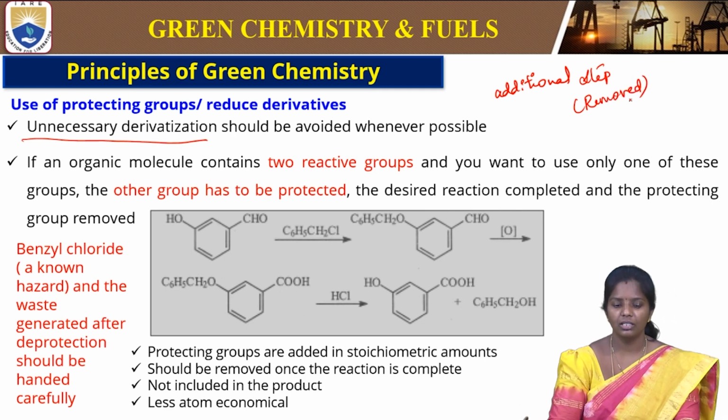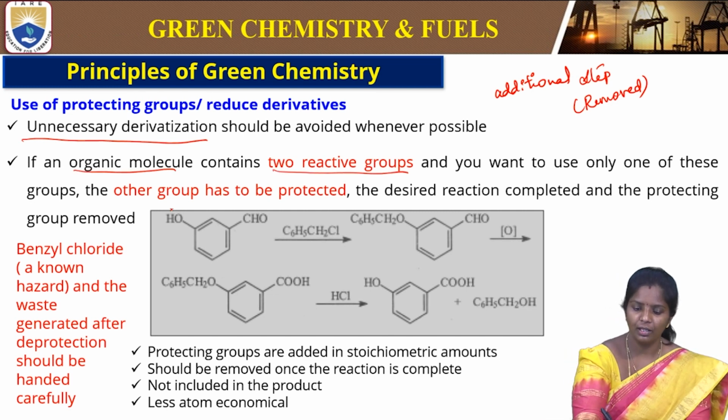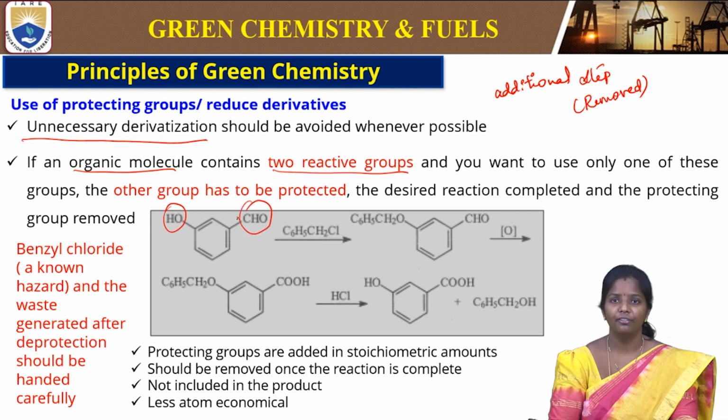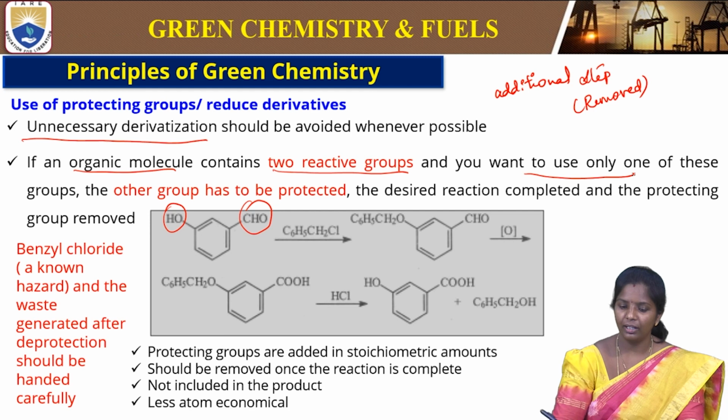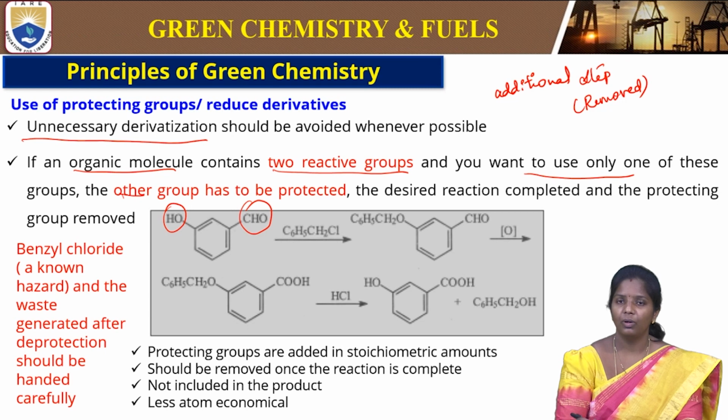So how is it done? We can use some other modified methods. First we will see what this derivatization is. If an organic molecule contains two reactive groups, for example, here we have a hydroxyl group and an aldehyde group on the benzene ring, and you want to use only one of these groups, the other has to be protected. We need only one to take part in the reaction, so the other has to be modified or masked so that it does not get involved in the reaction. After the reaction is complete, the protecting group will be removed.